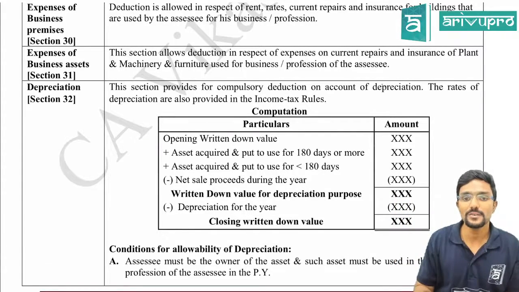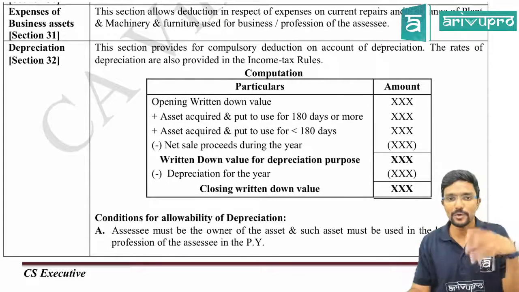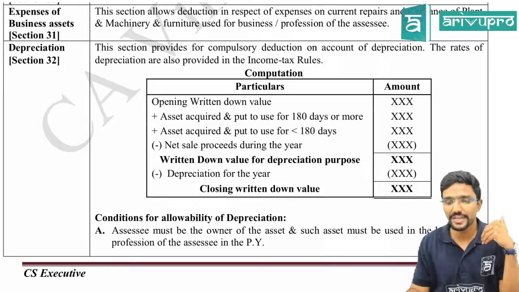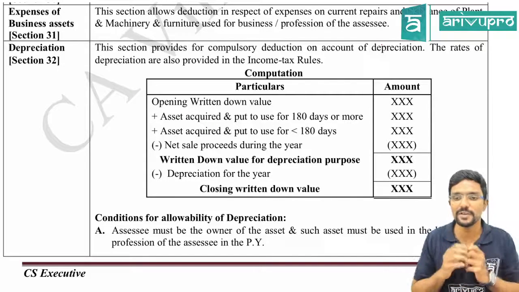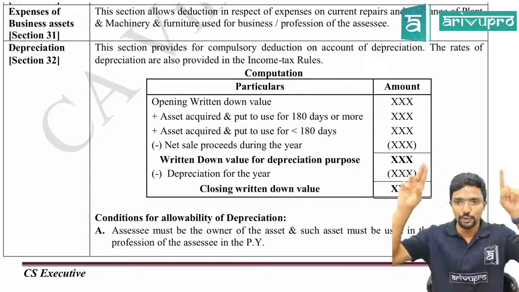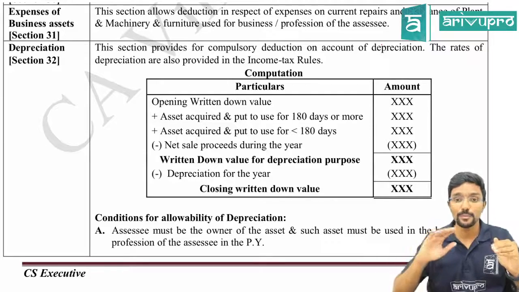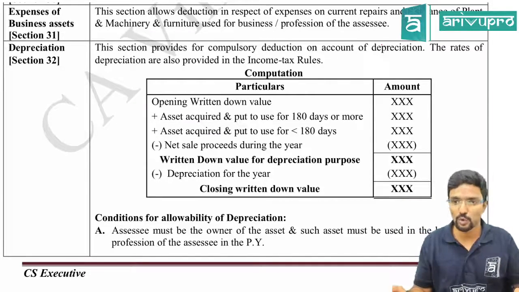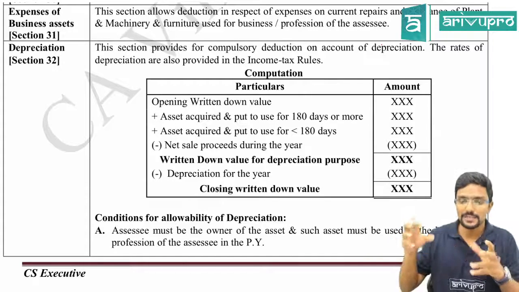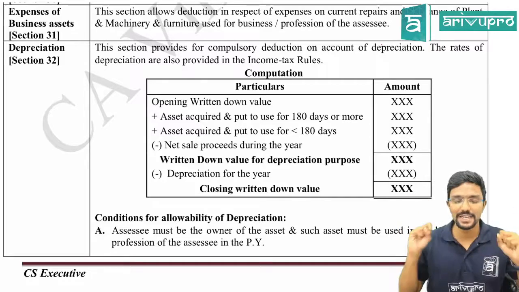Agree? So the format to compute depreciation under section 32 is, you have to take the opening WDV on the opening day of the previous year. For that, if there is any asset purchased in the previous year, you have to segregate that into two parts. Whatever asset has been purchased in the previous year and put to use for 180 days or more, then other assets which are purchased and used for less than 180 days. Because, sir, why this segregation?